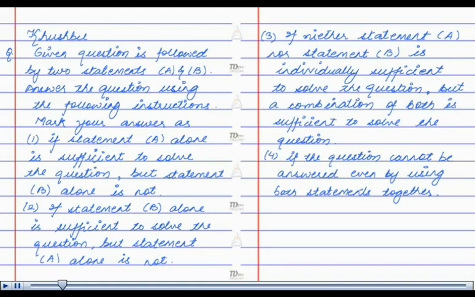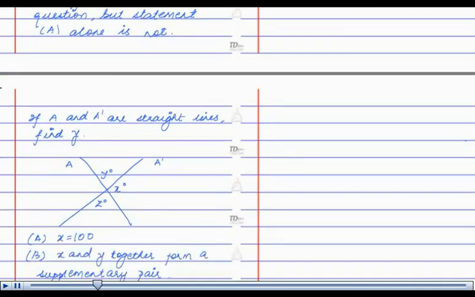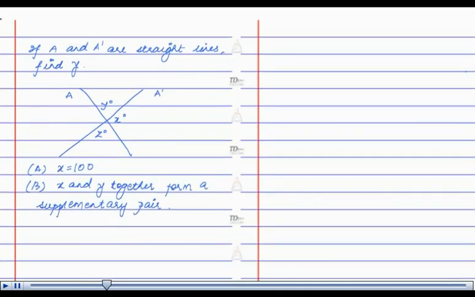Answer the question using the following instructions. A set of 4 instructions has been given, which is followed by the question: if A and A dash are straight lines, find Y. Statement A is x is equal to 100 and statement B is x and Y together form a supplementary pair.